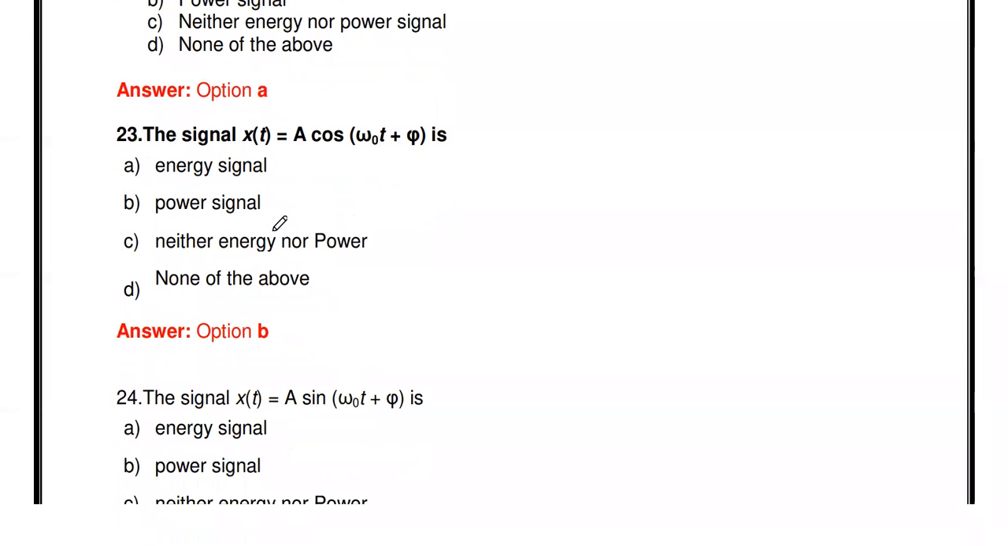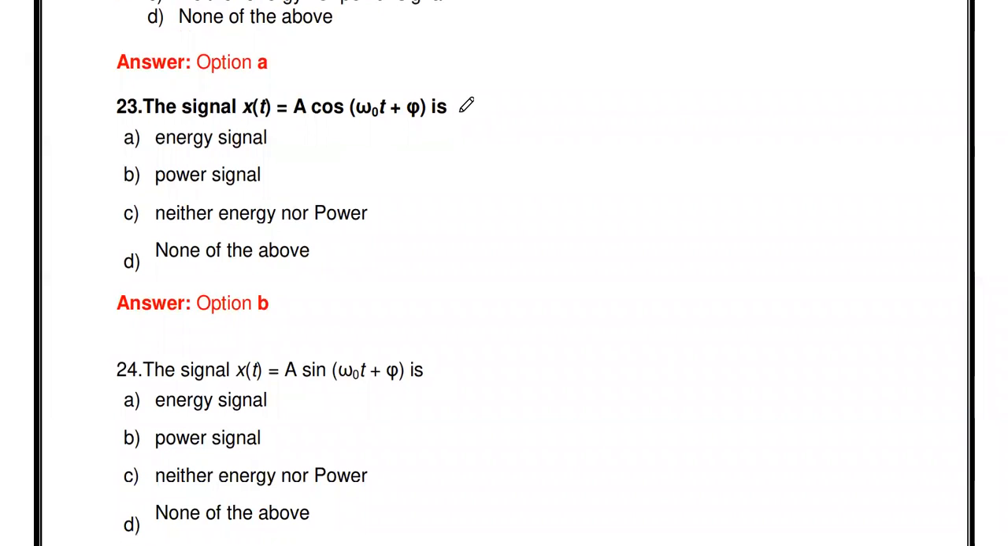And x of t equal to a cos omega naught t plus pi is an energy signal, power signal, neither energy nor power, or none of the above?